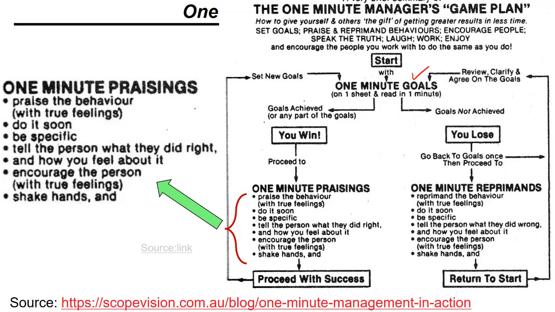If the goal is achieved or part of the goal has been achieved, then you will proceed to praise the employee for 1 minute. That's where the title of the book, The 1 Minute Manager, came from. If somehow they have not achieved the goal, I'm not going to say you lose, then you would talk to the employee, allow them to go back to redo it, to meet the goal, or you can certainly proceed to a 1 minute reprimand.